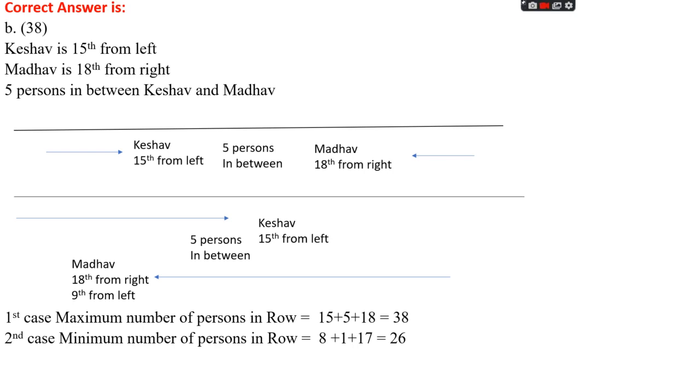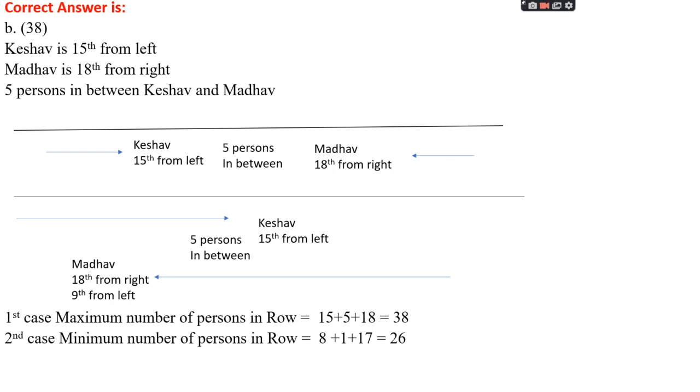Keshav's rank is 15th from the left end. Madhav's rank is 18th from the right end. There are 5 persons in between Keshav and Madhav. In the first case, Keshav's rank is 15th from left, then 5 people between them, and then Madhav's rank is 18. If we imagine the second case, Keshav's rank will be 15th from left, 5 people between them, and then Madhav will be ahead of Keshav, that is 18th from the right end and 9th from the left.